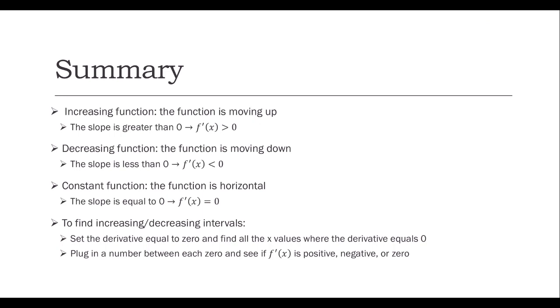So in summary, an increasing function is a function that's moving up, so your slope or derivative would be greater than 0. A decreasing function is a function that's moving down, so your slope would be less than 0. A constant function is where your function is horizontal, so the slope would be equal to 0. And to find the increasing and decreasing intervals, you'll set the derivative equal to 0 and find all x values where the derivative equals 0, and then plug in a number between each 0 to see if your derivative is positive, negative, or 0.